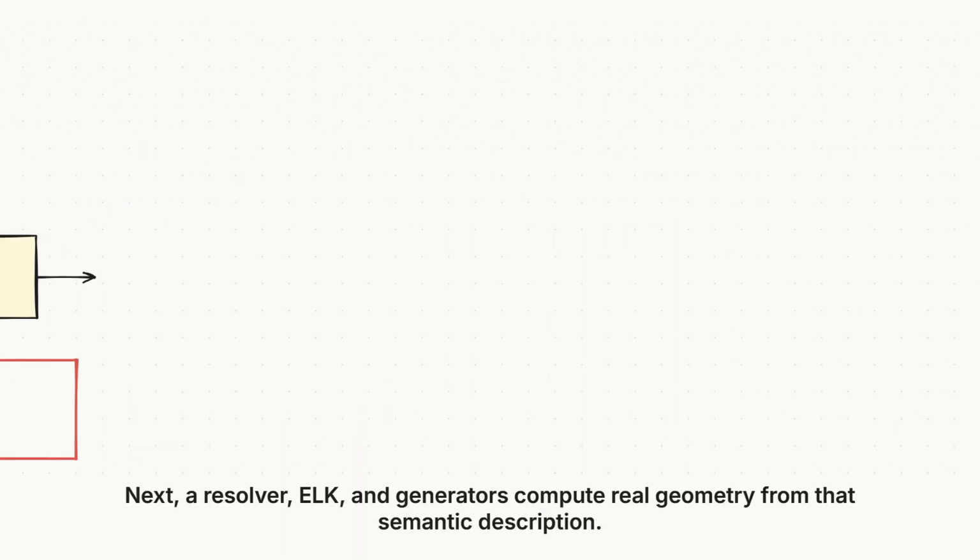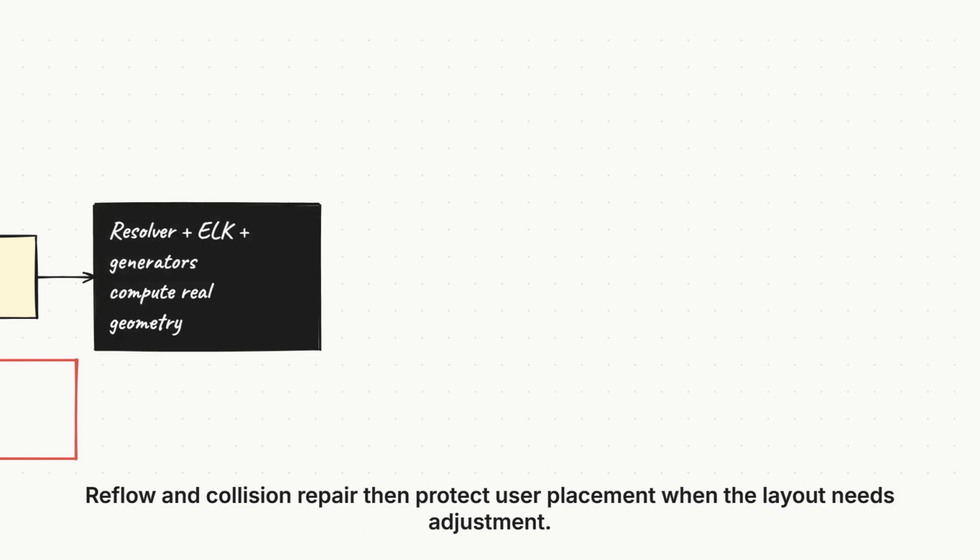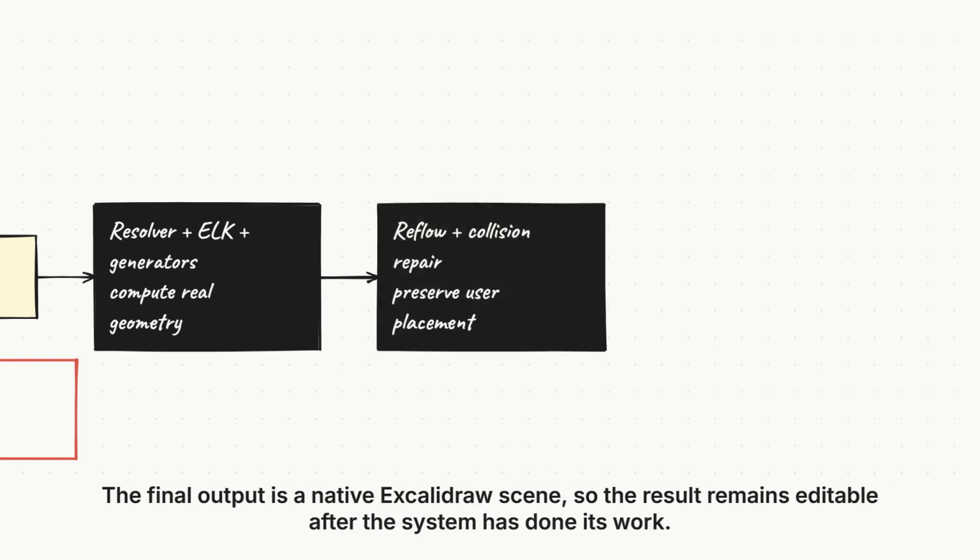Next, a resolver, ELK, and generators compute real geometry from that semantic description. Reflow and collision repair then protect user placement when the layout needs adjustment. The final output is a native Excalidraw scene, so the result remains editable after the system has done its work.